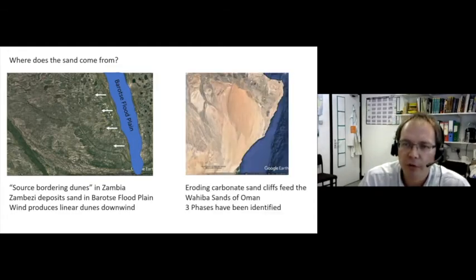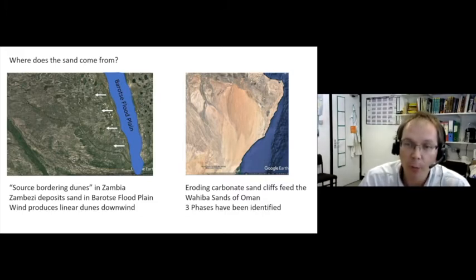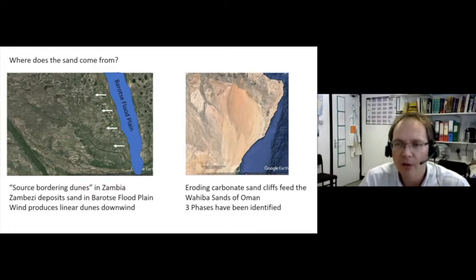Another potential source of sand includes coastal erosion of soft sandy sediments. This is what appears to be going on in the Wahiba sands of Oman, which is what we can see on the right of this slide. Here, carbonate sands in coastal cliffs are being eroded and blown on land by wind. Three different phases of dune formation have been identified, and I'm just about to pop them up onto the slide. So here's the first one, here's the second, and here's the third.